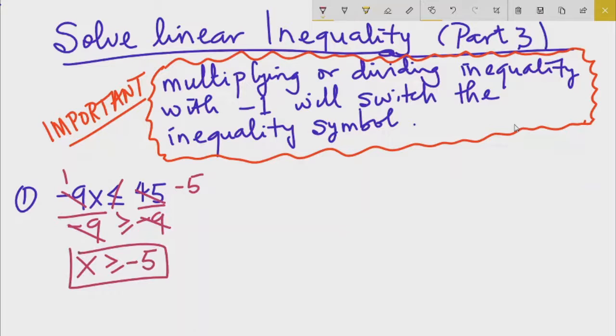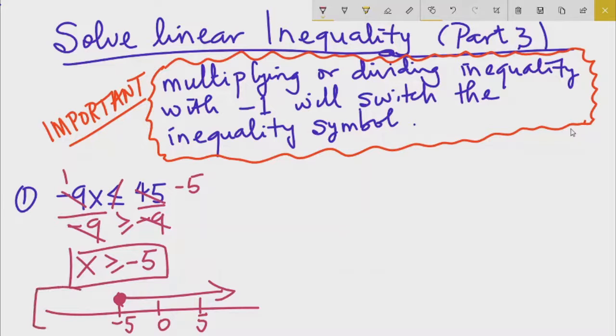So you can also show the solution on a number line. So this is negative 5, 0, 5. So negative 5, we are going to be on it. So put a closed circle on the negative 5 and we are going to the right. So that's it. So you can represent the solution with an inequality or with a number line.